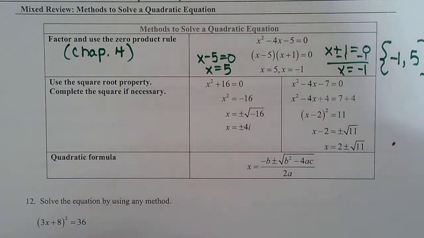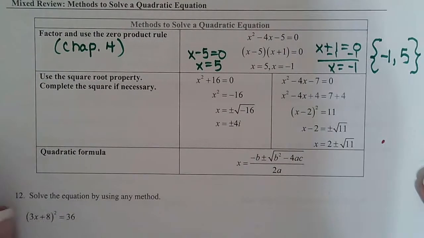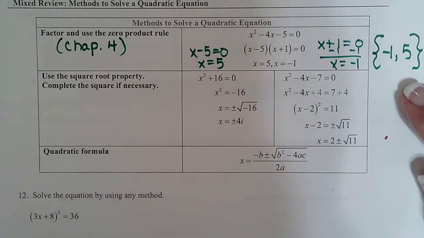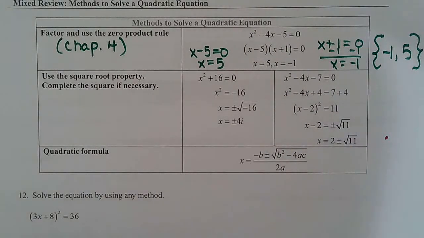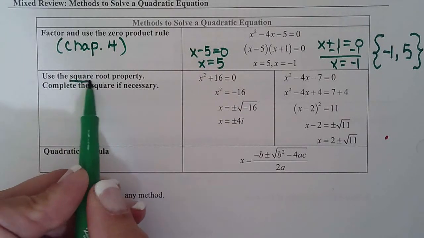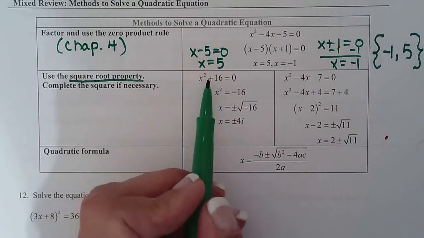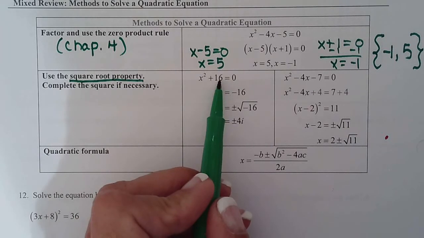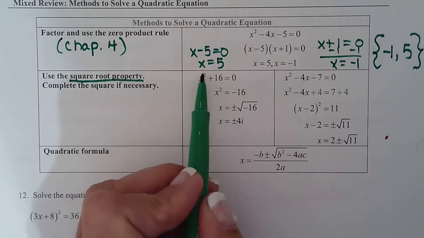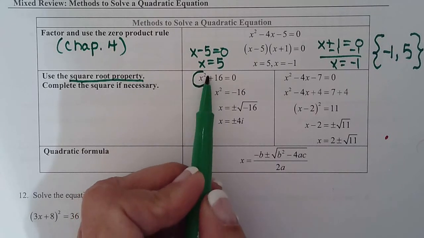And remember, with every quadratic, we know there's always going to be two solutions. Sometimes they'll be the same number twice, but there'll always be two solutions. Next, we learned the square root property. That was in 7.1. And that's when we have a squared value and a constant that we know to use it. So for the square root property, we had to isolate the square.